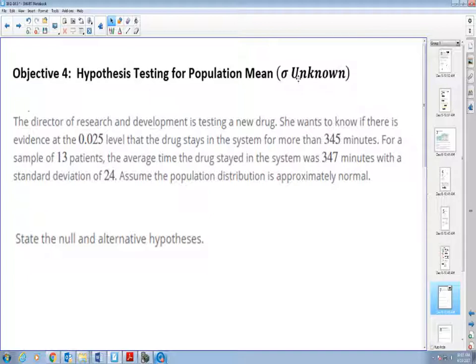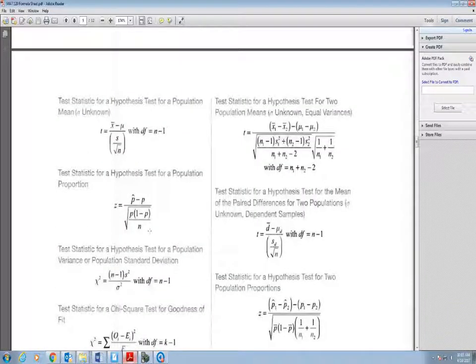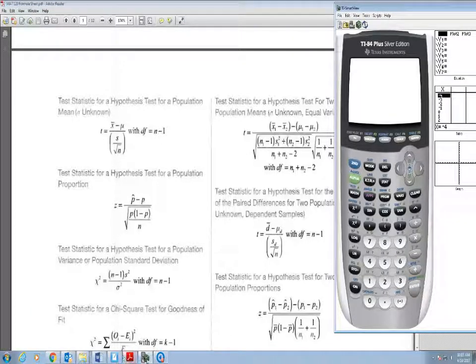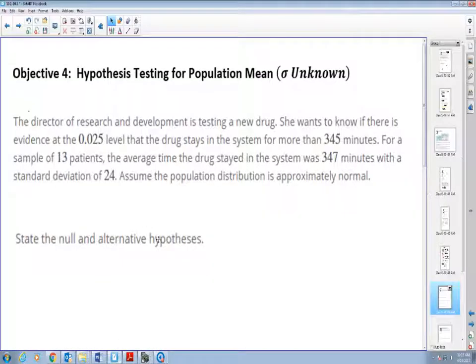When sigma, the population standard deviation, is unknown, then I will begin thinking about the t value. On the formula sheet, when you read a problem that does not say what the population standard deviation is, you think about the critical t value, which means we will do a t test. All right, so let's see what we got here for this example.